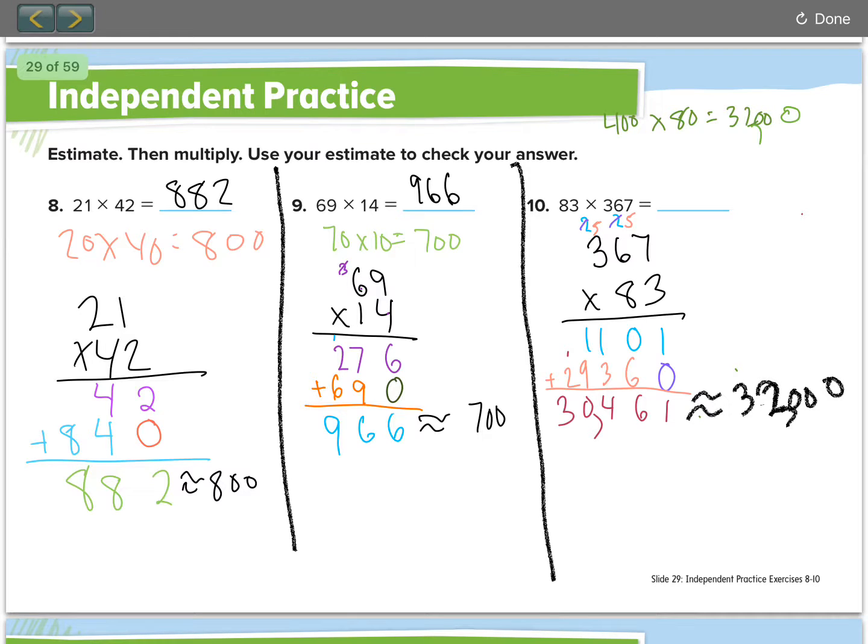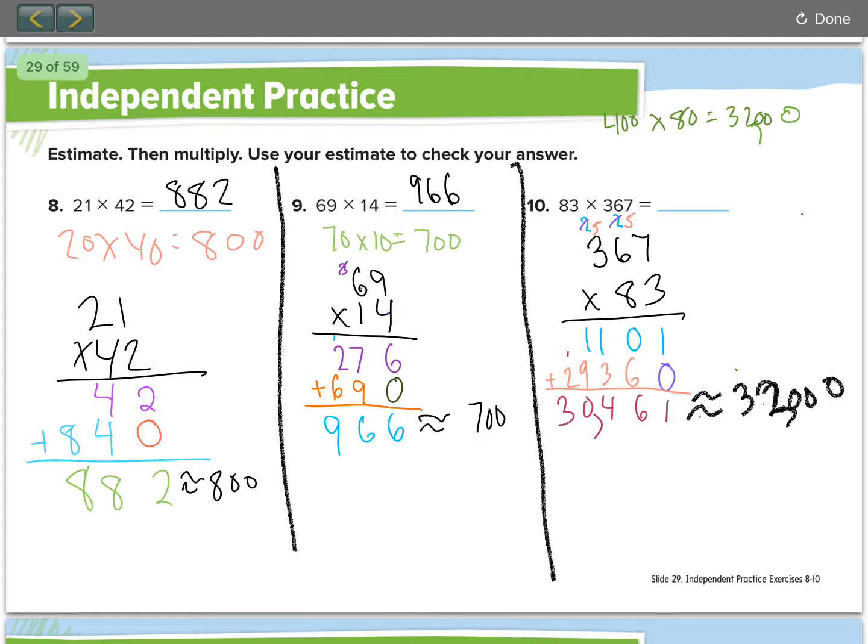In number 9, I'm multiplying 69 times 14. I can round 69 to 70 and 14 to 10, and my estimate is 700. So I start in the ones column. I'm going to multiply 69 times 4. 4 times 9 is 36. I carry my 3 after I place my 6 in the ones column. 6 times 4 is 24, plus 3 is 27. So my first line has 276.